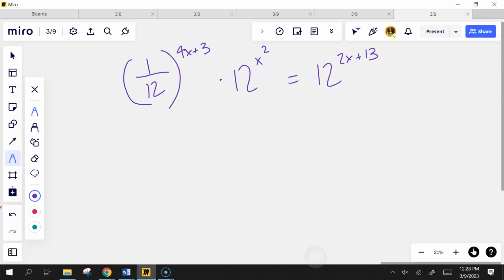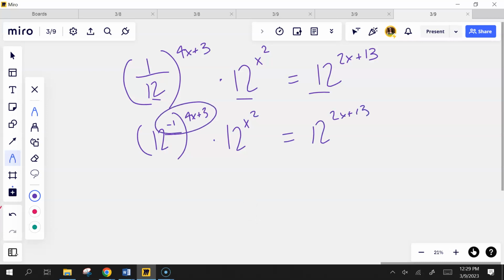Absolutely could. I could look at all these and make them all have a base of 12. Do we agree? 1 over 12 is the same thing as 12 to the negative 1. And then I've got 4x plus 3. You've got to remember all those little exponent properties. So this is 12 to the negative 4x minus 3 times 12 to the x squared, 12 to the 2x plus 13.